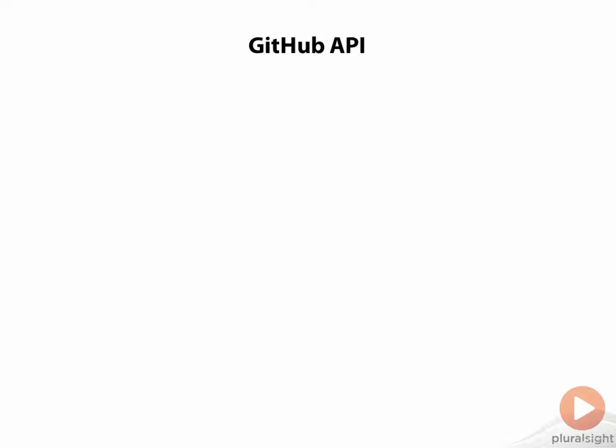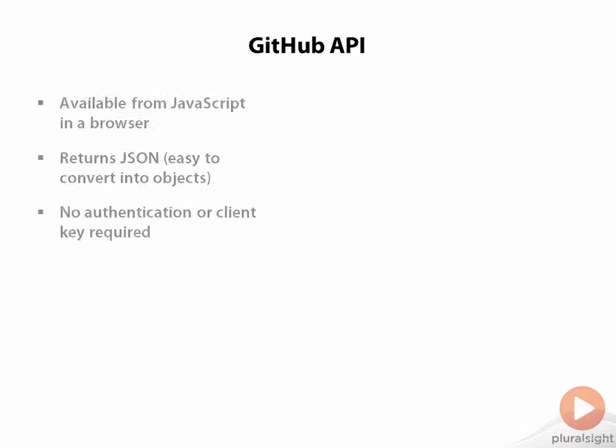The API I want to use in my demo is the github.com API, and I do this for three reasons. The github.com API has three characteristics which very few real APIs with real data have. Number one, the API is available to call from JavaScript in a browser. Number two, the response is in JSON format, which is easy to consume from JavaScript. In fact, Angular's HTTP service will automatically convert a JSON response into a JavaScript object for me.